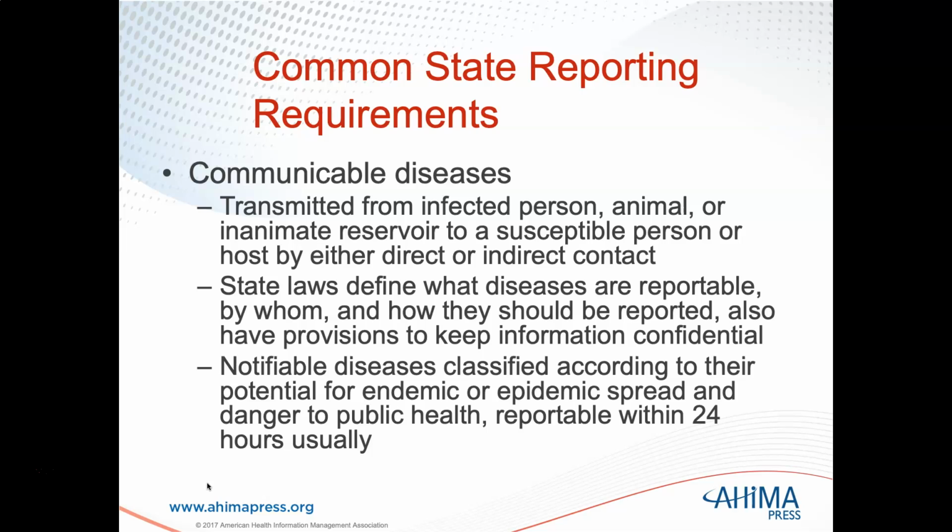Sometimes you'll have an E. coli outbreak in an area, and they'll want to try and identify the individuals who are involved and go back and question them as to where they had eaten or what they had eaten to identify where the food poisoning occurred and how it occurred. But even though they get that PHI, they keep it confidential, and what is actually made available to the public later is simply the number of cases, not identifying who had those cases. So notifiable diseases are classified according to their potential for endemic or epidemic, or in our case with COVID, pandemic spread and danger to public health. And typically they're reportable within 24 hours.